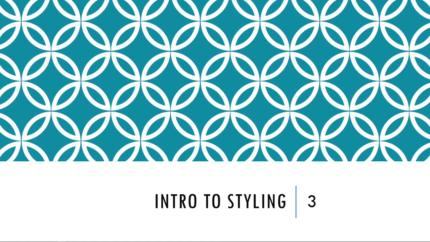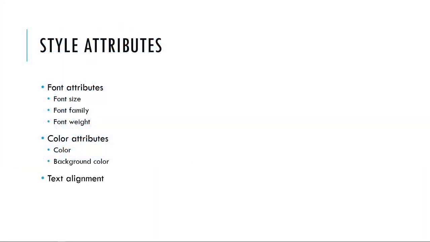Alright, now we'll be going over an introduction to designing our elements. There are many ways to design the different parts of your code, but some of the basic attributes we can change are the font of your text, the color, and the text alignment.